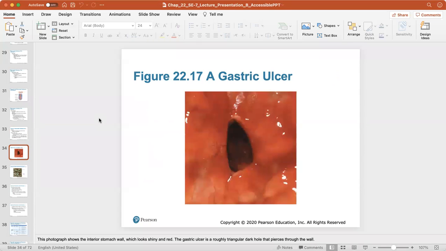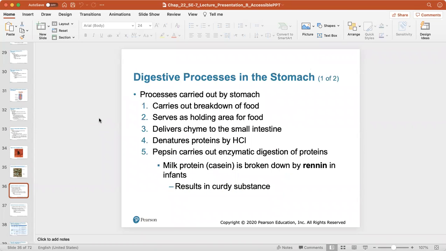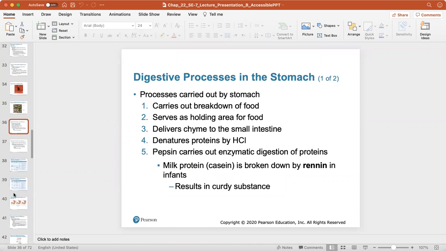So this is a look at a gastric ulcer. It looks shiny and red. You can see the triangular dark hole that pierces through the stomach wall. It's just as painful as it looks. Here's a look at a bacteria attaching to the mucosa layer in the stomach, which could eventually cause an ulcer as well.